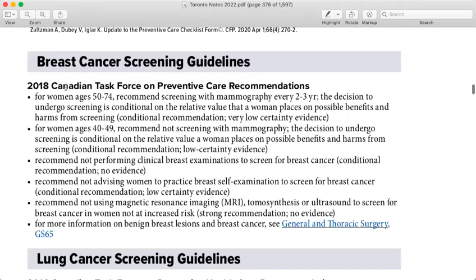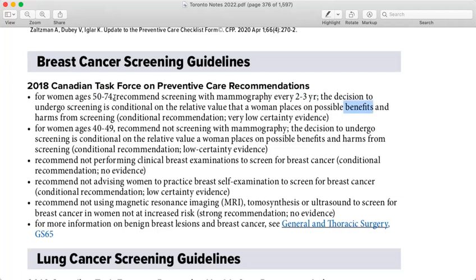Now, if you go by screening, what is important in screening? The age, it's done in 50 to 74. What is going to be done? Mammography. How often? 2 to 3 years. And when are you going to discuss based on the benefits? So this is everything that you need to know. The age 50 to 74.